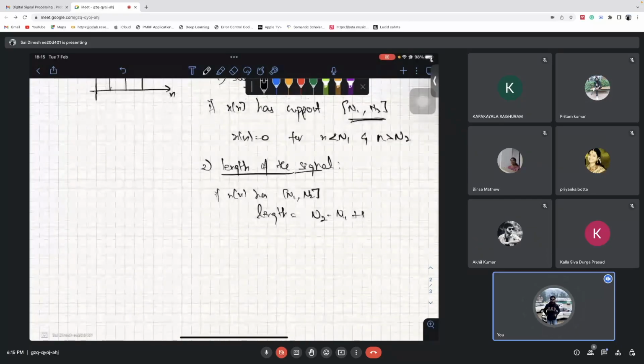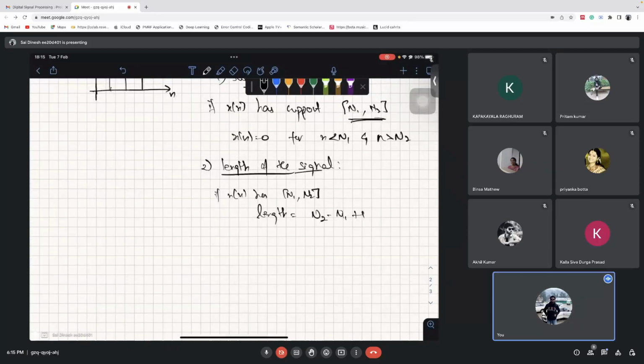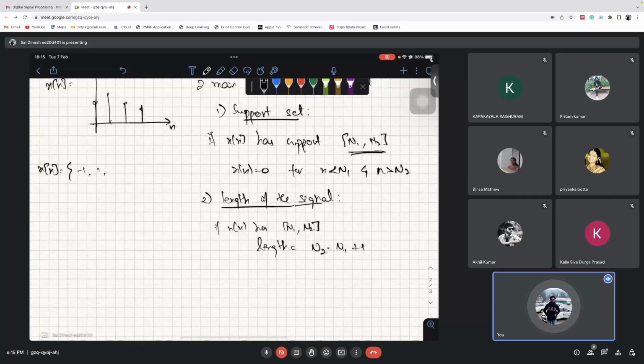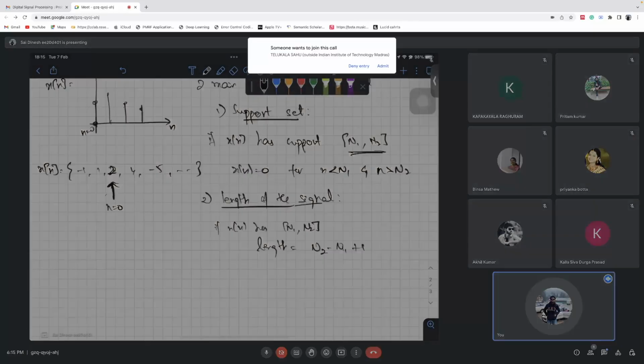One more notation that I'll be using: digital signals here can be considered as sequences. So x of n can be a sequence of numbers, like minus 1, 1, 2, 4, minus 5, etc. But how do you know which entry corresponds to which n? Then I put an arrow. So this corresponds to n equal to 0.